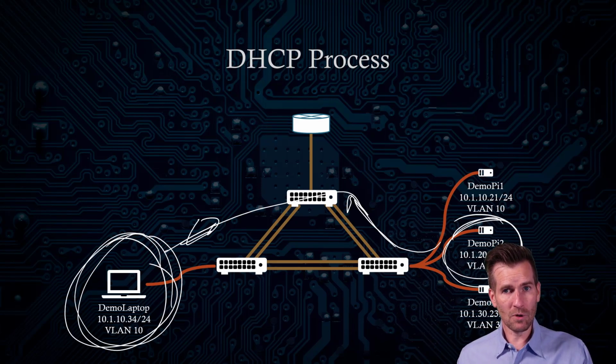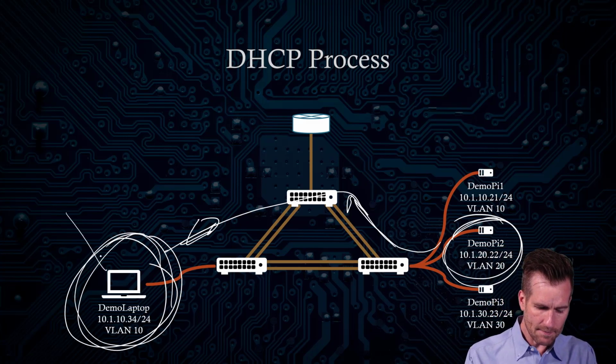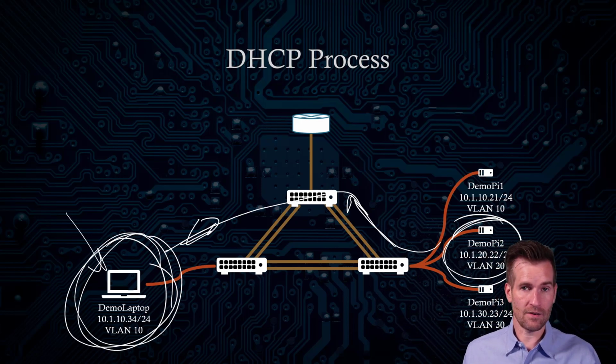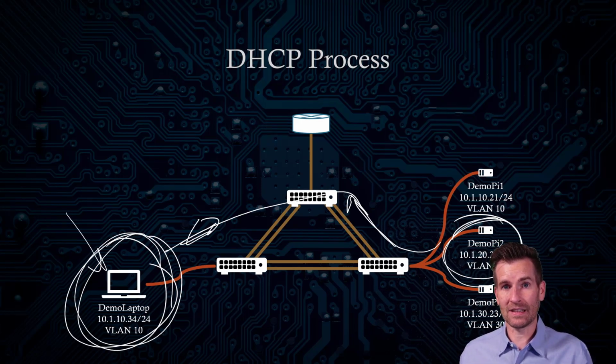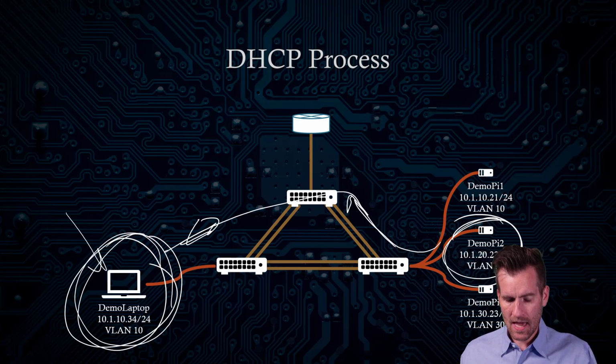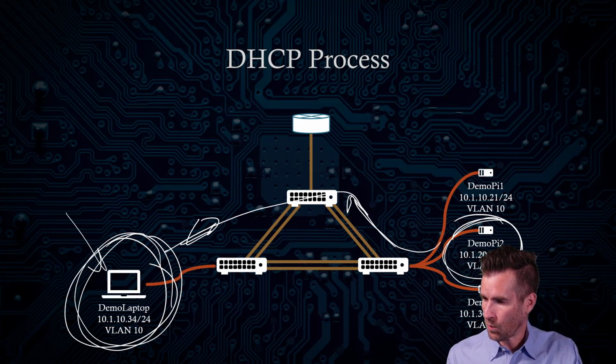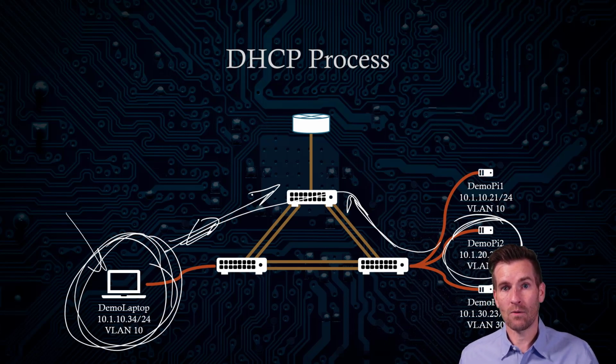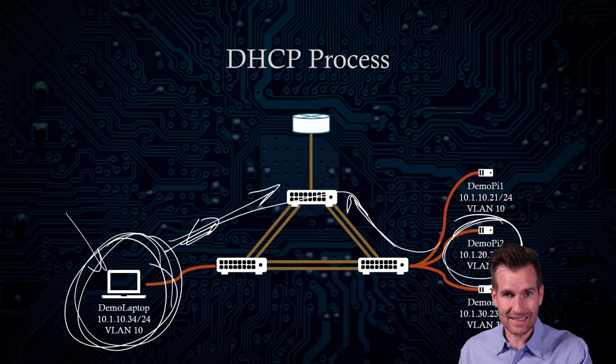If there are multiple DHCP servers responding, then this demo laptop will choose the best one out of all of the offers, usually based off of the lease time, the longest lease time, and then it's going to respond back with a request. I'm requesting what you have given. I'm going to request that IP address.